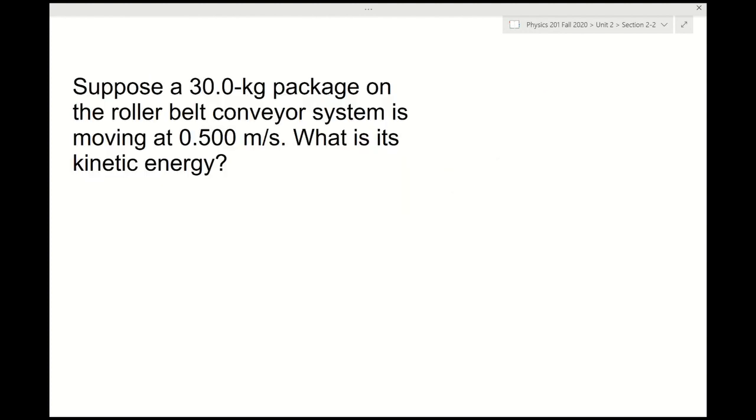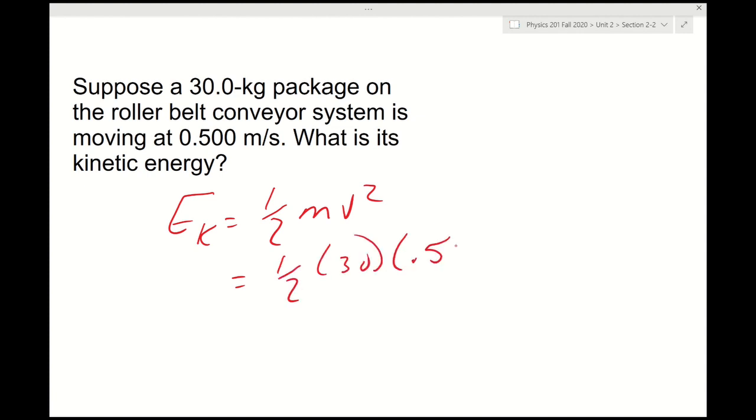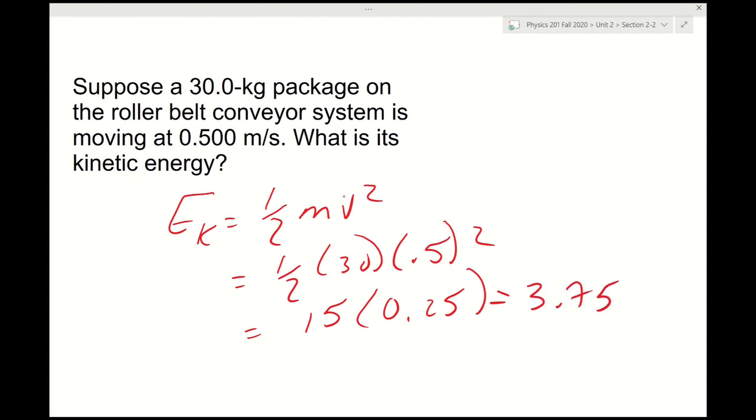Suppose a 30 kilogram package on the roller conveyor belt system is moving at a half meter per second. What is its kinetic energy? Well, E sub k is 1/2 mv squared. 1/2 times 30 times 0.5 squared, 15 times 0.25, which is equal to 3.75.